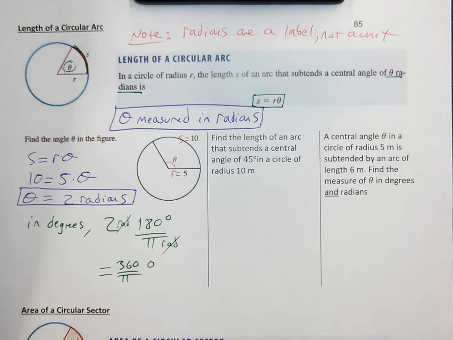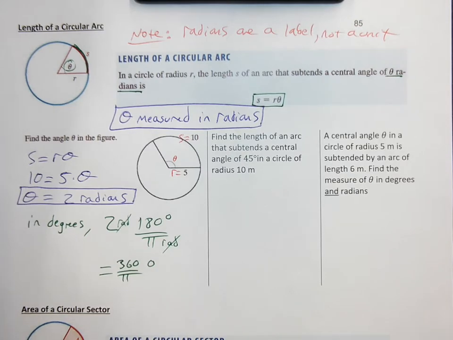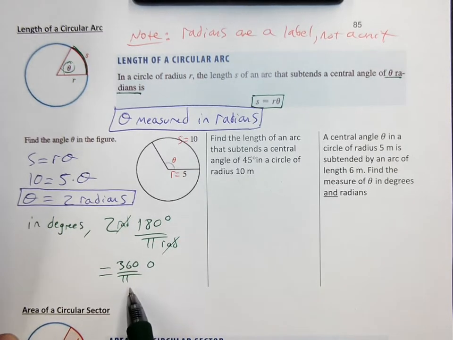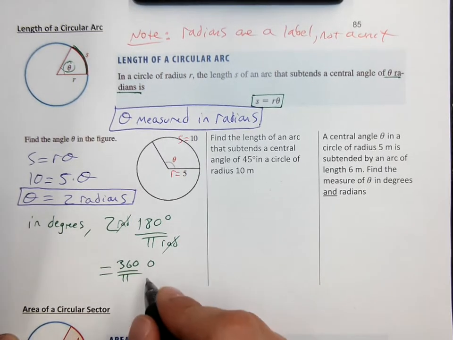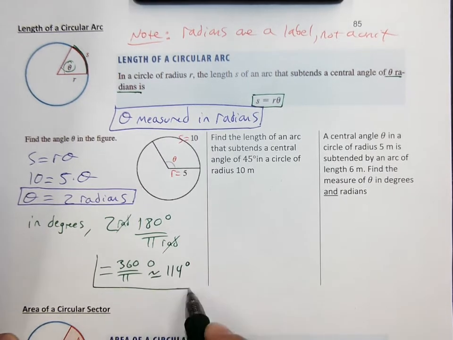And so the second thing I want to point out, which seems to be a small confusion for people still, is don't forget that pi is a number. We just leave it as pi a lot of the times, but it's 3.14159 and so on, right? So we could actually divide 360 by 3.14 and get an approximation for this. This is about 114 degrees.